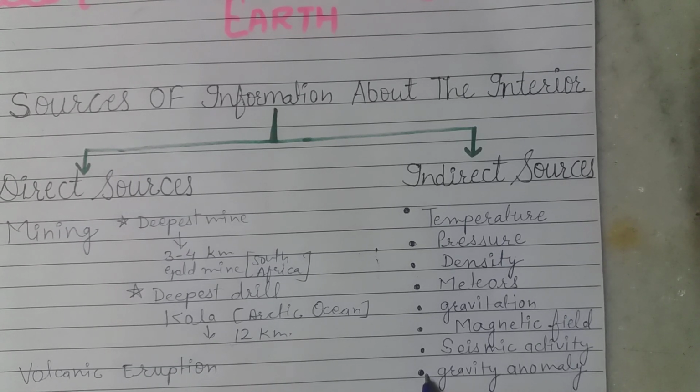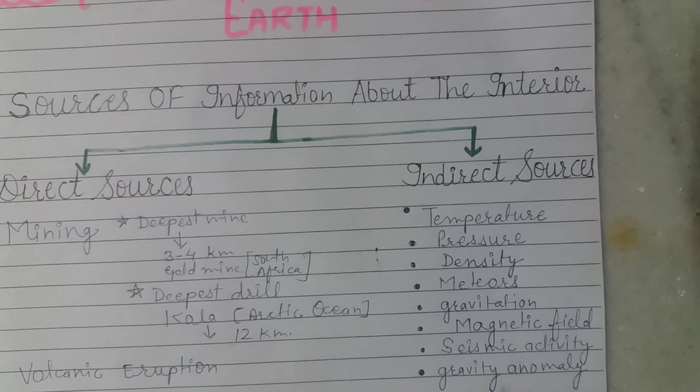Gravity anomaly means, as I just explained, there is no uniformity in the gravitational force at every place on the Earth's surface. There is a variation in gravity, with maximum gravity at the poles and minimum gravity at the equator. This variation in gravity is known as gravity anomaly.